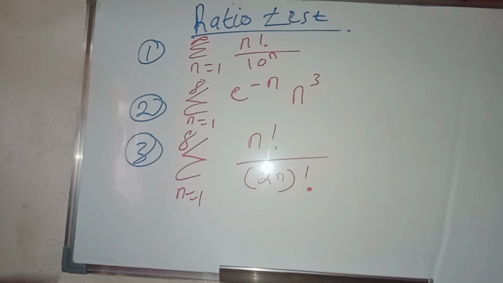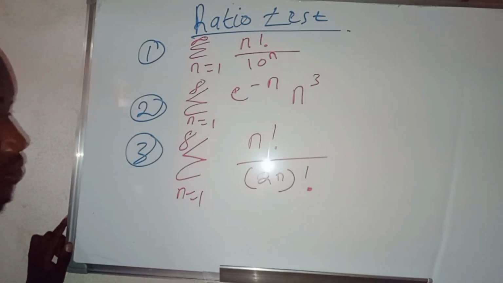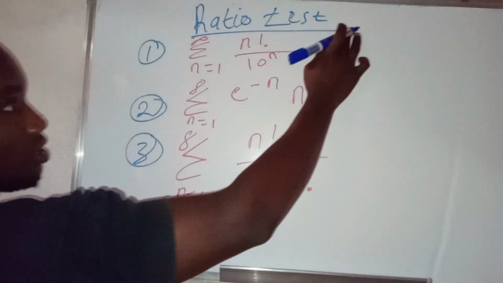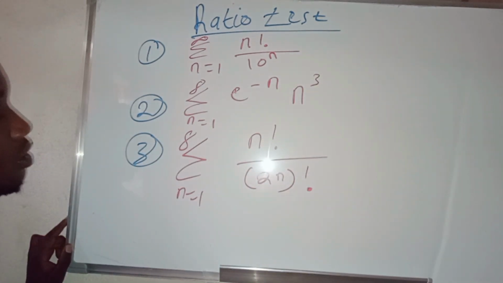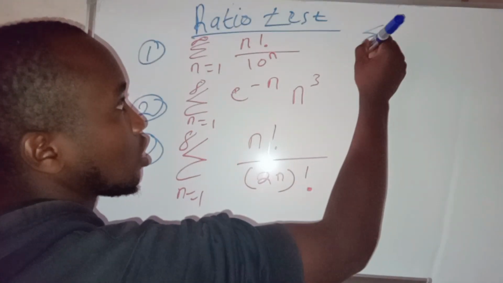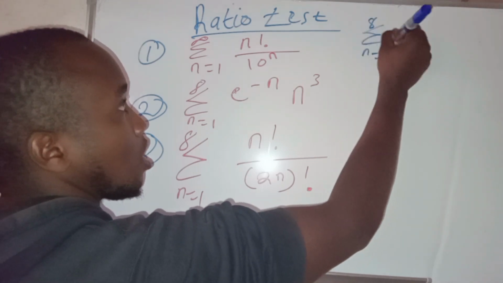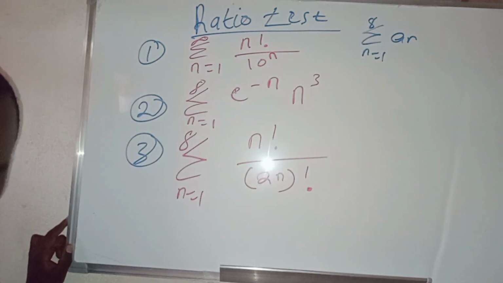Ratio tests. We are going to determine whether the following series converges or diverges using the ratio test. So remember that you have to remember all these properties. These are series in the form of an.